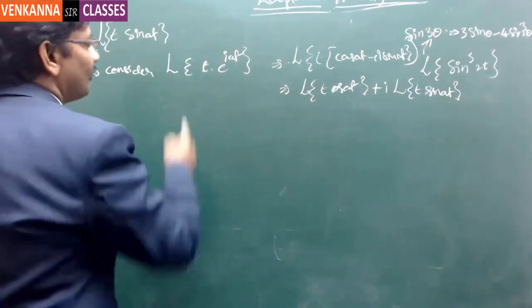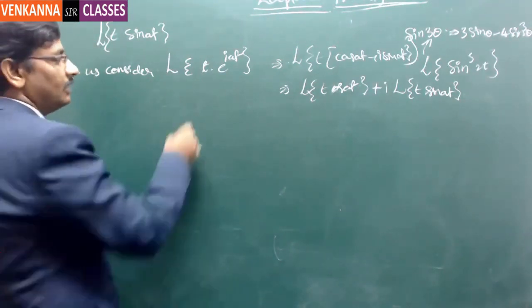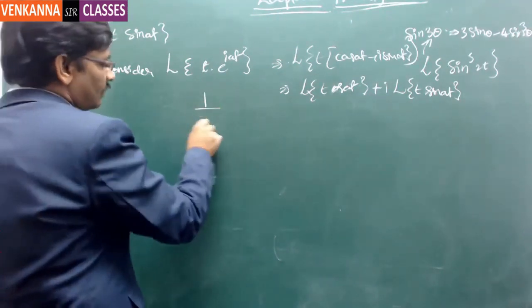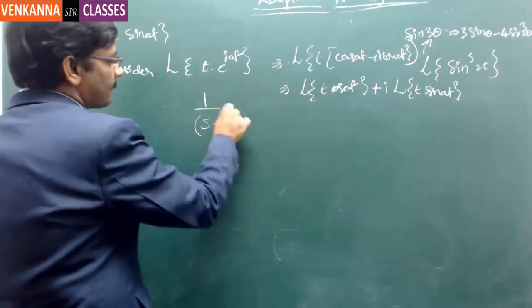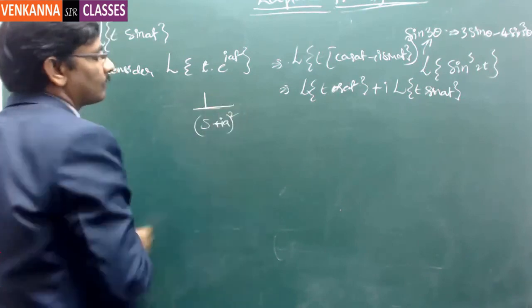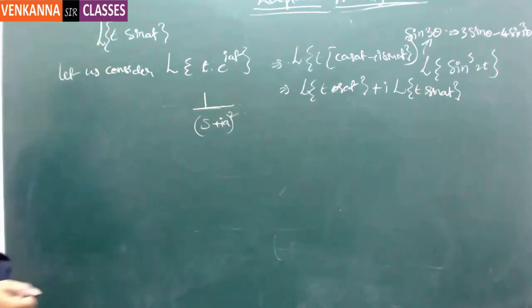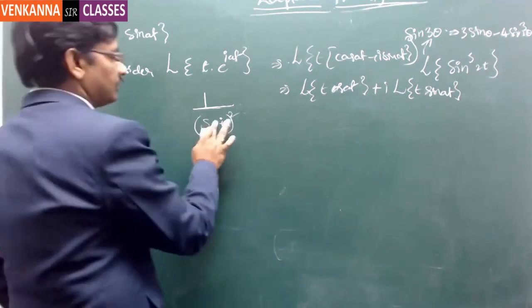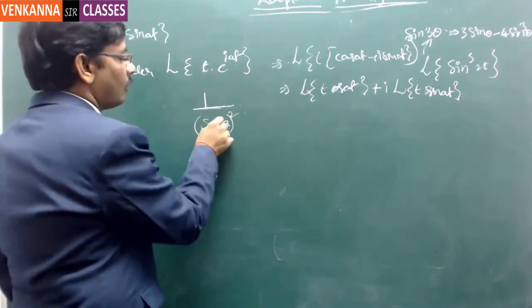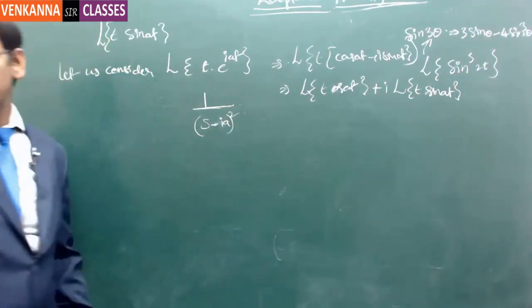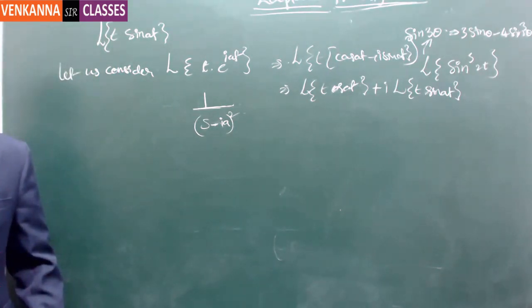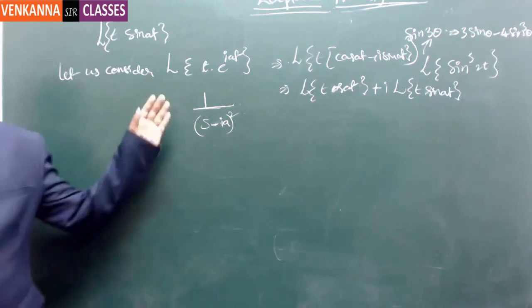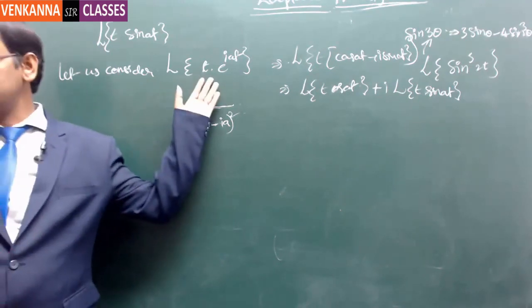First you need to identify what is the Laplace transform of t. T is nothing but 1 by s square. So instead of s, this is s plus i a whole square. Got it or not? S minus i a, sorry. S minus i a whole square. This is the Laplace transform of it. Is this understood? Understood or not? This is with the help of the first shifting principle.